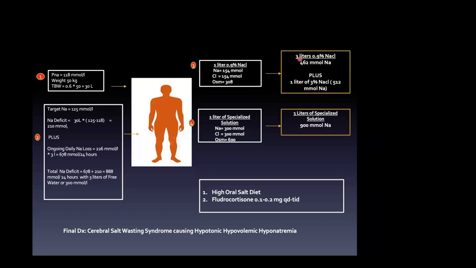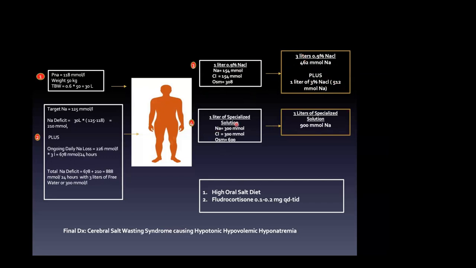Number one, you can give them around 3 liters of normal saline, which is around 460 millimoles of sodium. And you can run another IV line where you give around 1 liter of 3% sodium chloride, which has 510 millimoles of sodium. So total, you are giving this person maybe around 3 to 4 liters of fluid, which has around 900 millimoles of sodium, right?